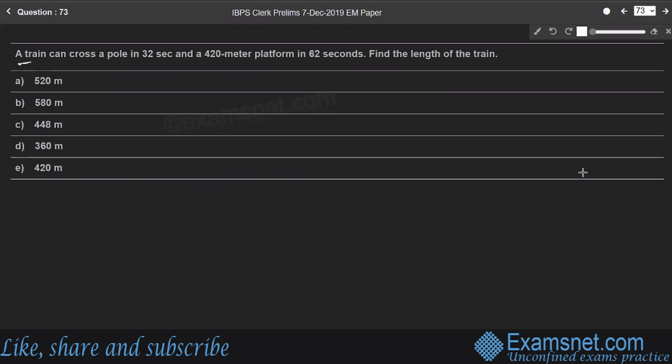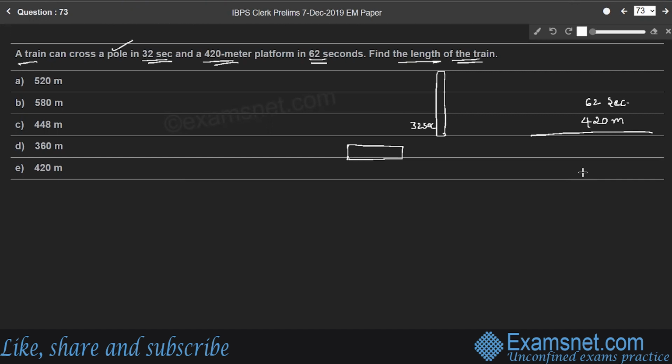Question 73. A train can cross a pole in 32 seconds and a 420-meter platform in 62 seconds. Find the length of the train. So let us consider a pole. A train can cross the pole. Imagine a train is crossing the pole in 32 seconds, and a platform of length 420 meters in 62 seconds. We have to find the length of the train.